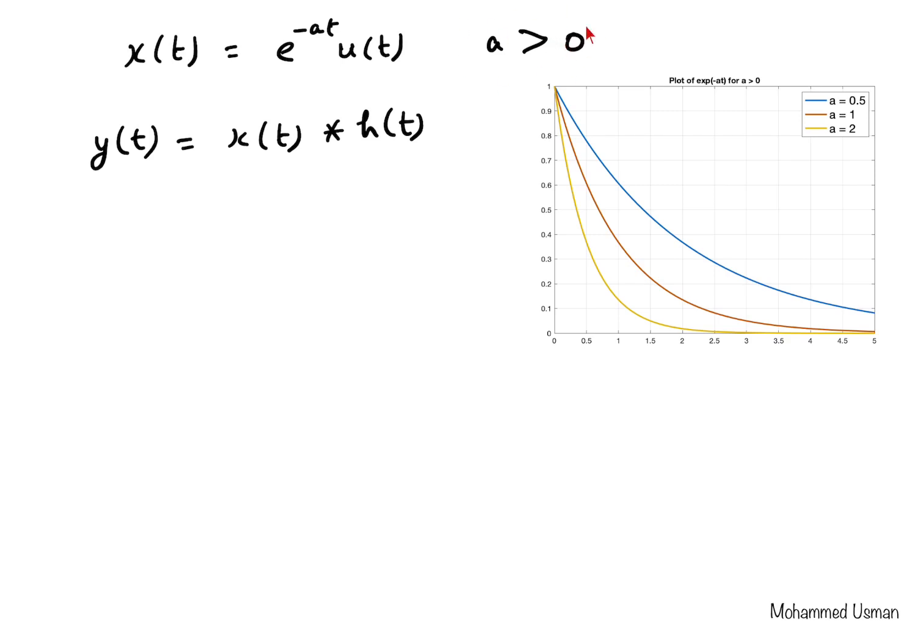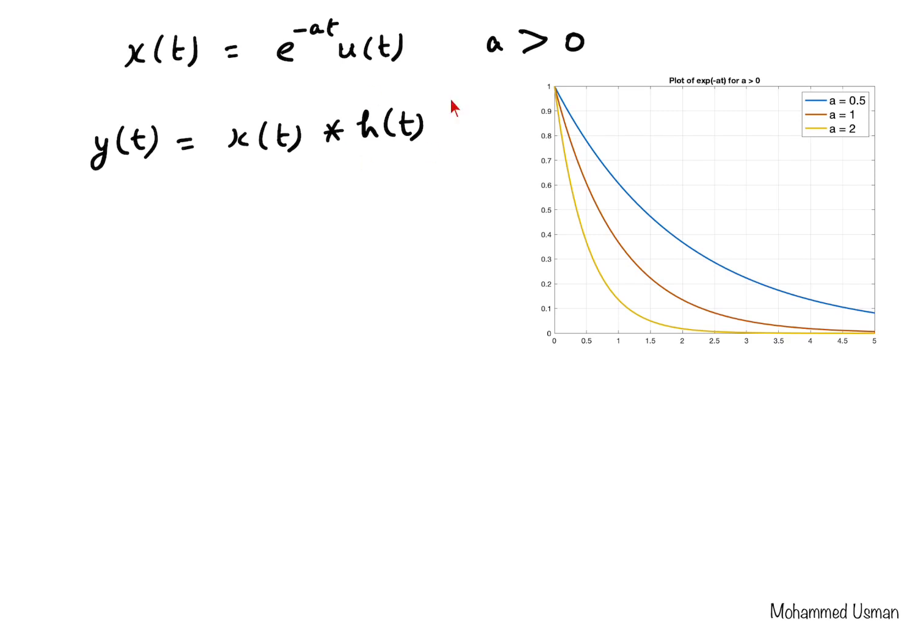Now restricting a to be positive signifies that this x of t is a decaying exponential for any value of a, because if a becomes negative, e power minus into minus a will become e power plus a, which is a growing exponential. So we are restricting this x of t to be a decaying exponential. That is what a greater than 0 means. For any value of a, it's going to be some decaying exponential which looks like one of these figures. The higher the value of a, the faster the rate of decay for this exponential signal.